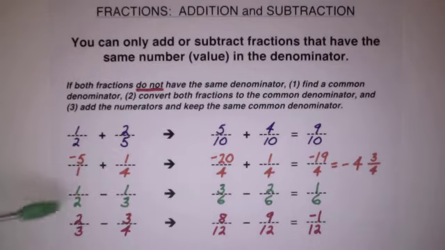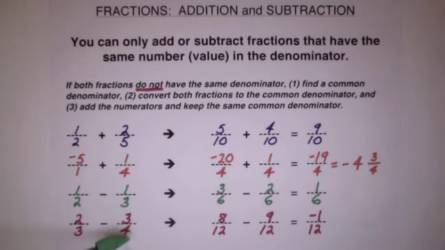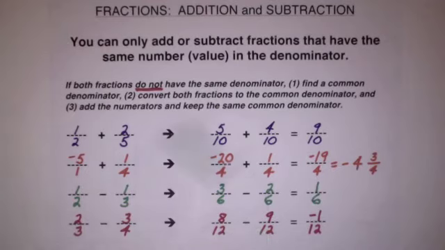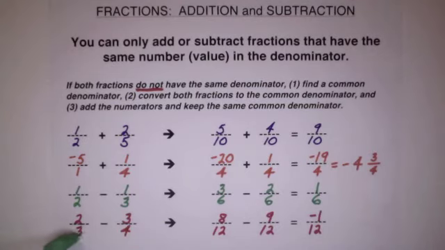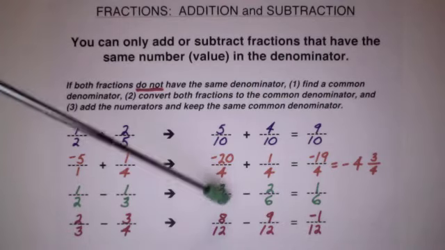Our last example, 2/3 minus 3/4. Let's multiply these bottom numbers since these numbers are not the same. So 3 times 4 is 12. I'm going to change both of these denominators to 12. In order to go from 3 to 12, I must multiply by 4. Whatever I do to the denominator, I must do to the numerator. So 2 times 4 is 8.